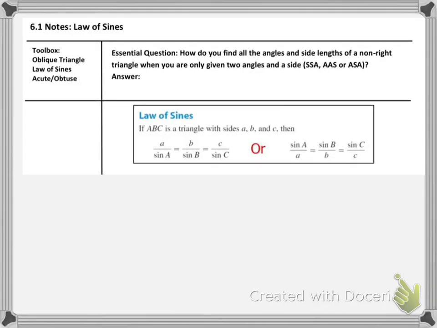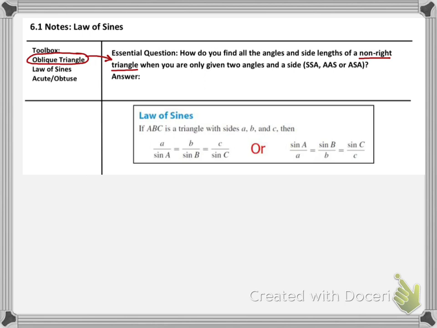Okay, welcome to 6.1 lesson over law of sines. We are going to be learning how to solve non-right triangles using the law of sines. Non-right triangles are known as oblique triangles. So over here in your toolbox, you'll see some terms. Oblique triangles are those that do not have a 90-degree angle for any of the angles.